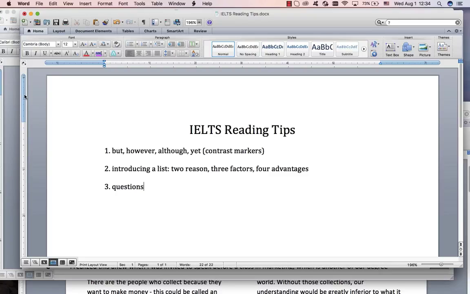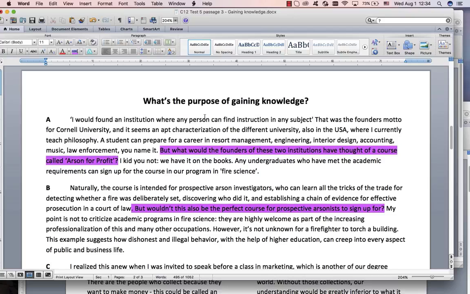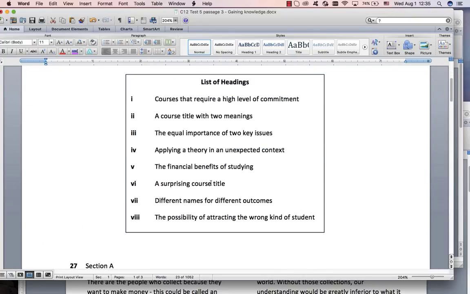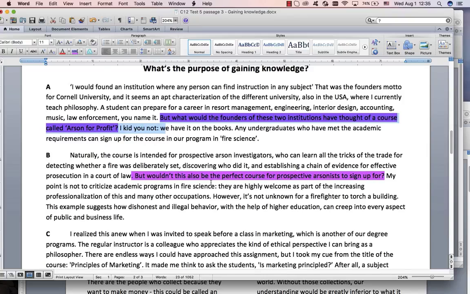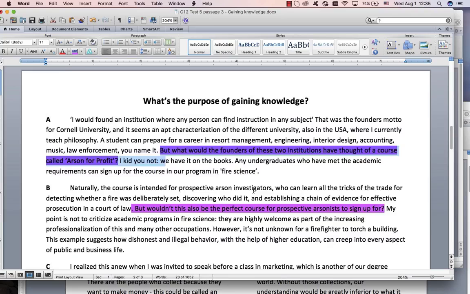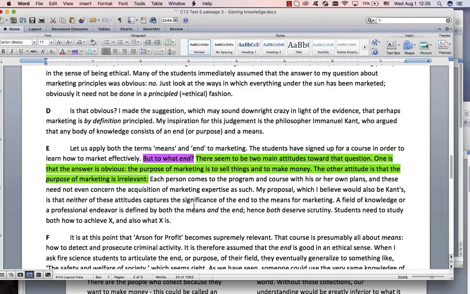For example, in the gaining knowledge reading, this question over here that he asked was very important for one of the headings. It was for heading number 6. And this question over here, which he asked, was also very important. It was for question number 8. Again, there was one in paragraph E, which introduced important information.